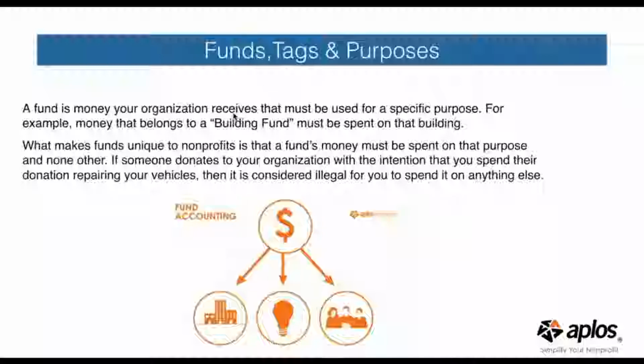So by way of overview, a fund is money your organization receives that must be used for a specific purpose. People give money to your church or to your mission, and they want that money to be spent for something specific. In this scenario, you're either going to have people that give to the missions fund, or in certain cases, they're giving you money to give to a specific mission project, or even a missionary. So those are some of the scenarios that we're going to look at, and how you can use Aplos for those kinds of things. What makes funds unique to nonprofits is that the fund's money must be spent on that purpose.